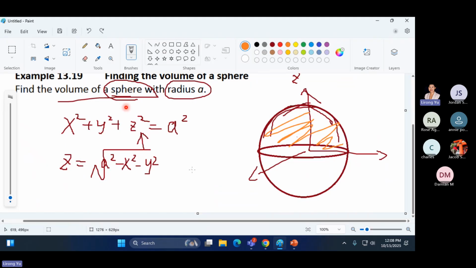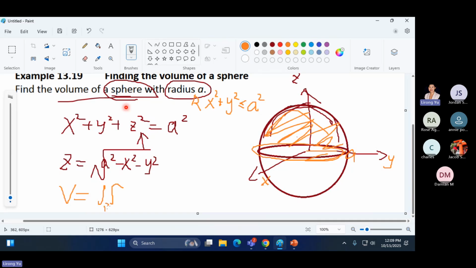So the whole volume calculation will be the volume under the upper half of the sphere, which is an integration over a circular region. The integration region is the circle with radius a on the xy plane, that is, x squared plus y squared less than or equal to a squared. That's a circle with radius a. So that's our integration region.